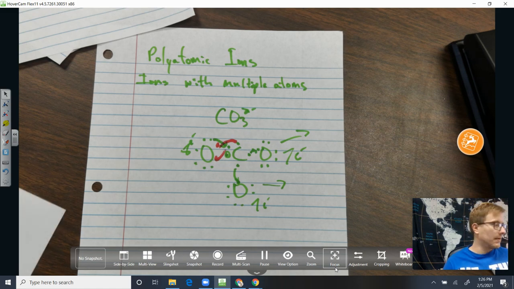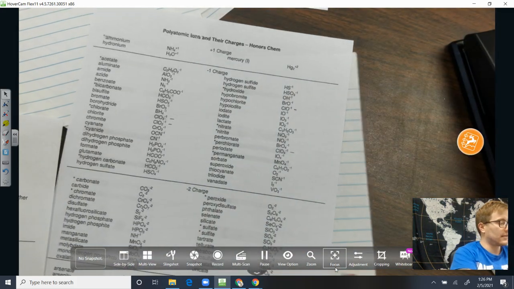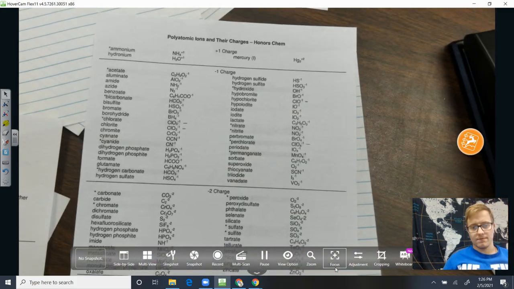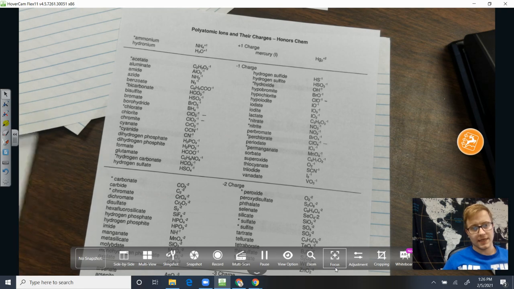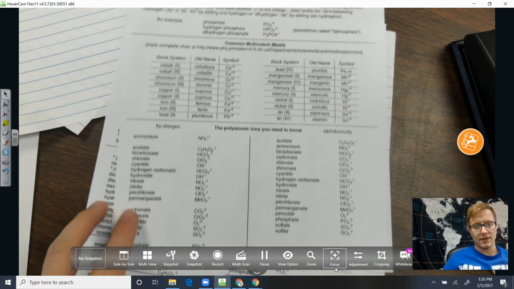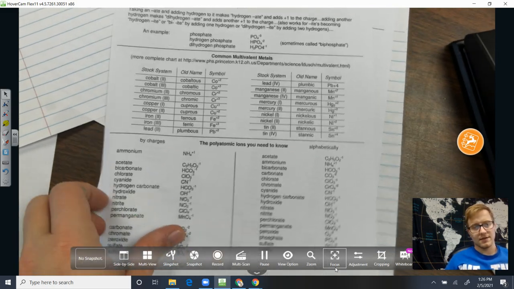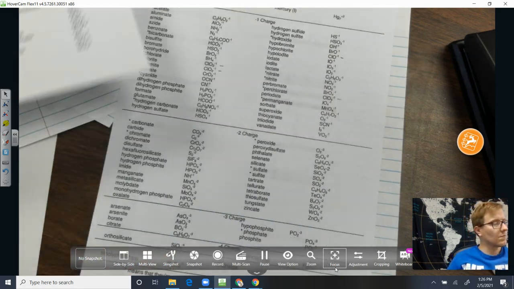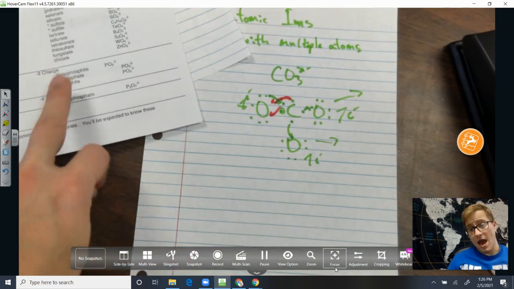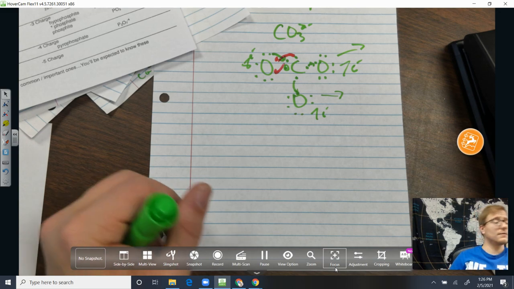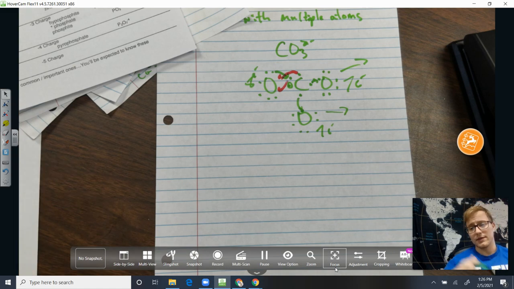Now, to name polyatomic ions, we have a fun little list. You'll always be given a list. These are all the polyatomic ions. We also have a much shorter list, and here are all your stock symbols. So let's practice naming them. The rules are going to stay the same. Like ionic bonds, polyatomics are so easy. Once you've figured out ionic bonds, oh my goodness, you'll get this so fast.